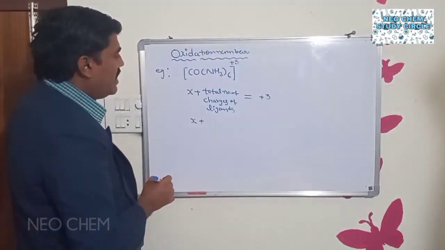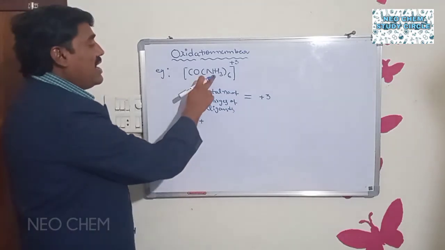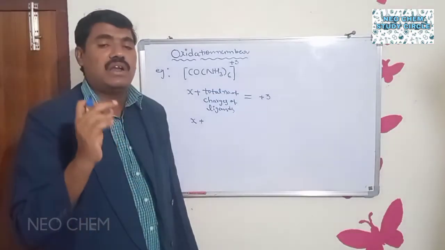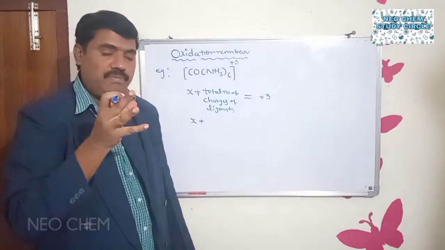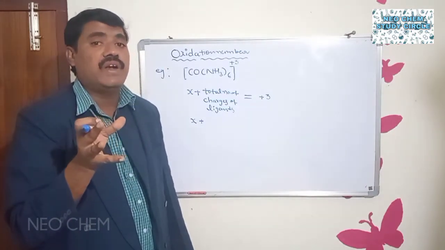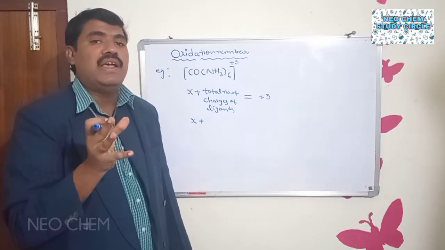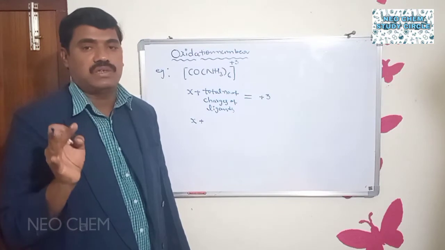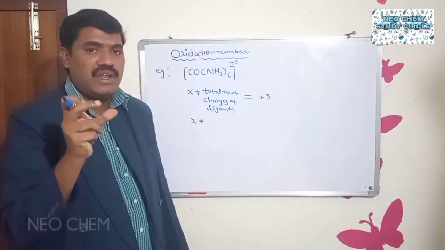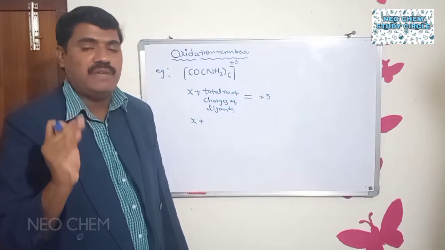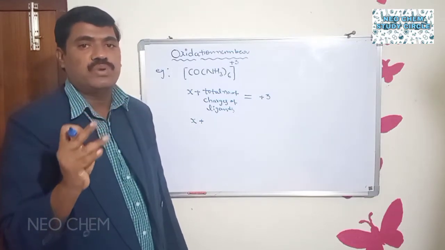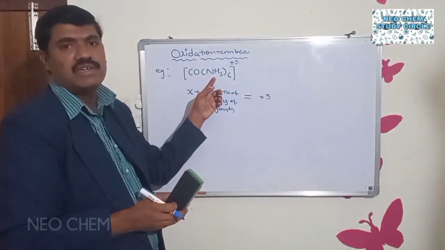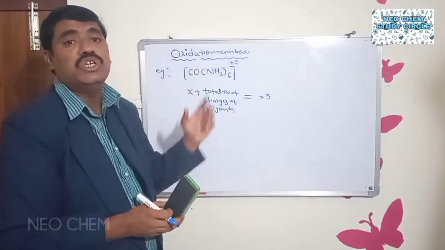Okay. Next, what kind of ligands are there in the given complex compound? Amine ligands are there. Amine ligands are what kind of ligands? Amine ligands are neutral ligands. Actually, based on the charge, ligands are classified into three types because ligands may have zero charge or positive charge or negative charge. That's why based on the nature, ligands are classified into three types: neutral ligands, positive ligands and negative ligands. Here amine ligands are the neutral ligands with zero charge.